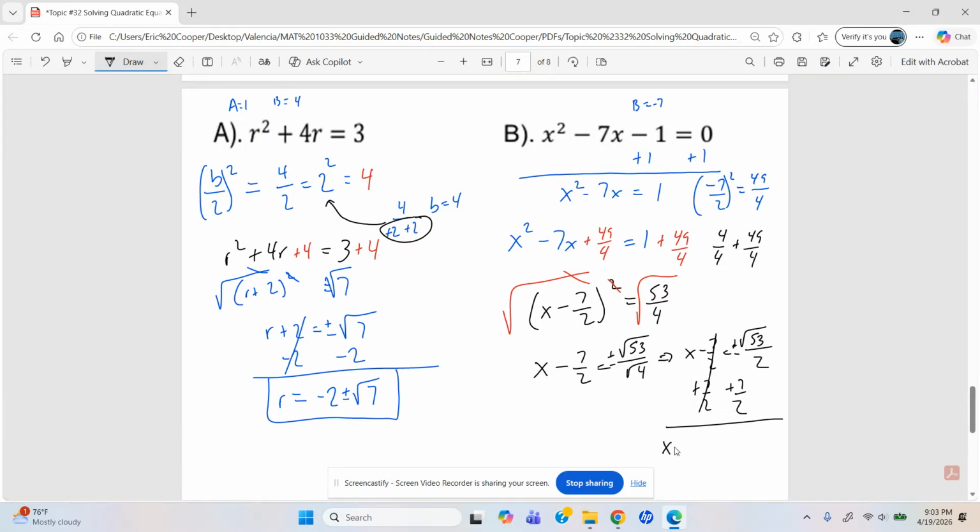So I'm just going to say the answer is x equals 7 over 2 plus or minus the square root of 53 over 2. I don't want to go through and add it because I would need to get both solutions in order to do that. Also, there's nothing really to add we could do because this is a square root. So we will leave this as our final answer.